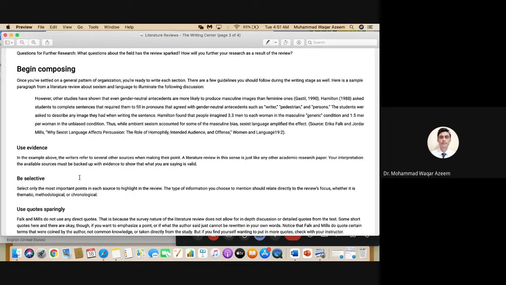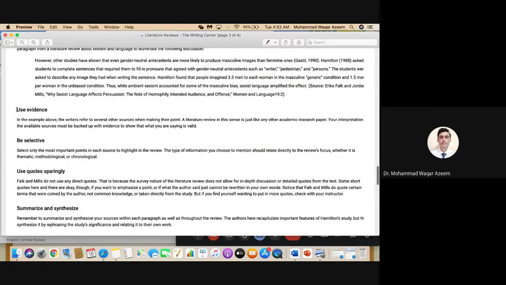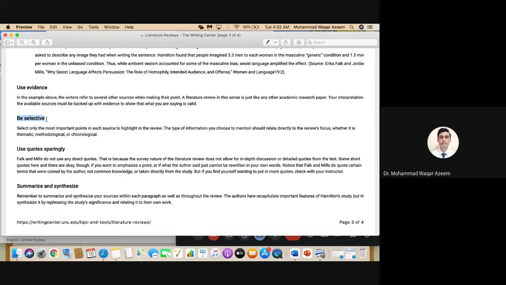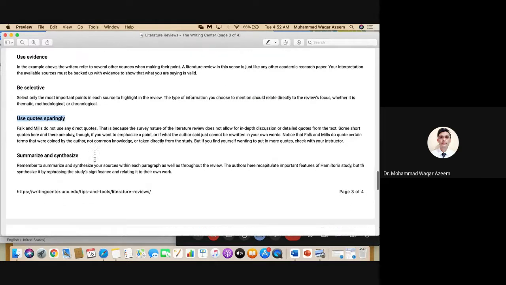Now, when you start composing your literature review and you have thought of an organization, here are a few guidelines that you should follow. Throughout your literature review, whatever point you make, you should use evidence for that. What is evidence? Evidence is a small phrase from the research paper whose literature you are writing. But at the same time, be very selective. A research paper roughly has a length of 20 pages, so do not try to include everything from those 20 pages in your literature review. Just use important points. I already said use quotes, but use them sparingly, not too many quotes.